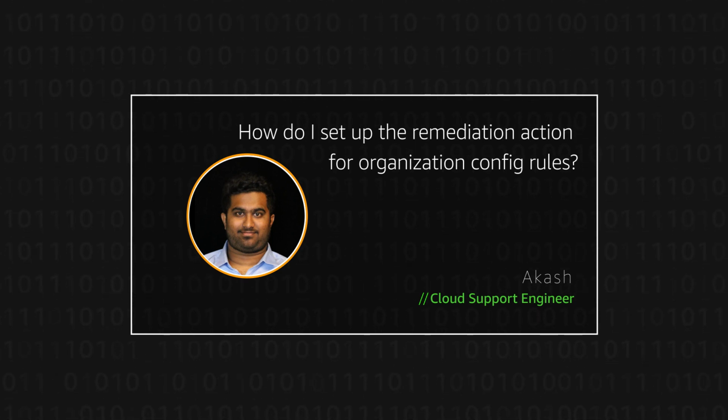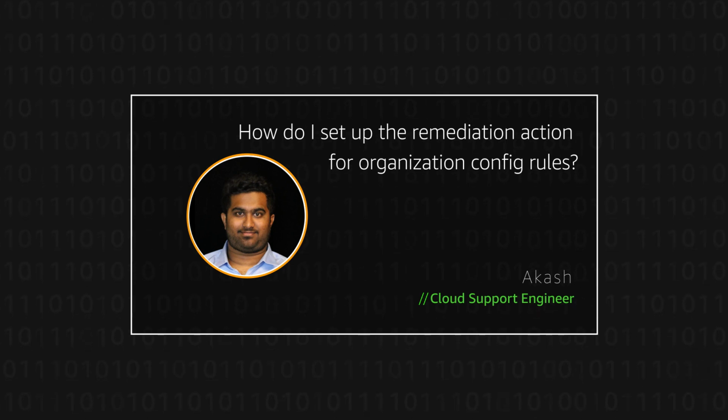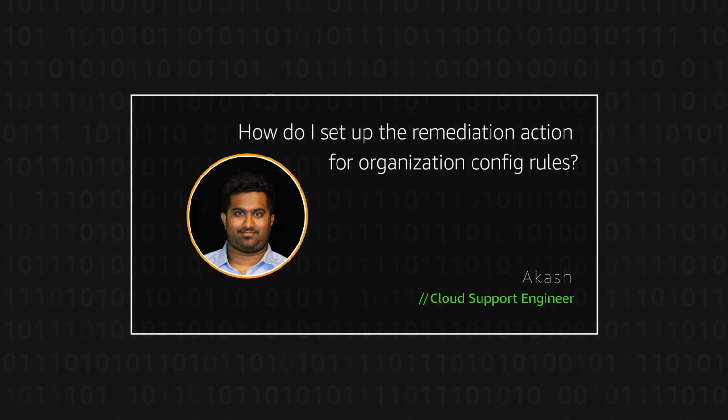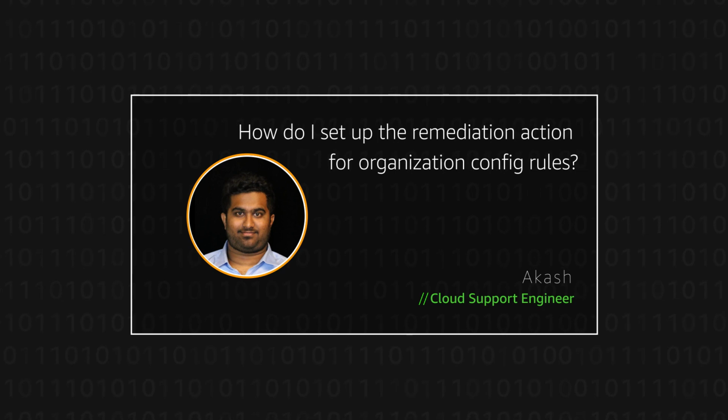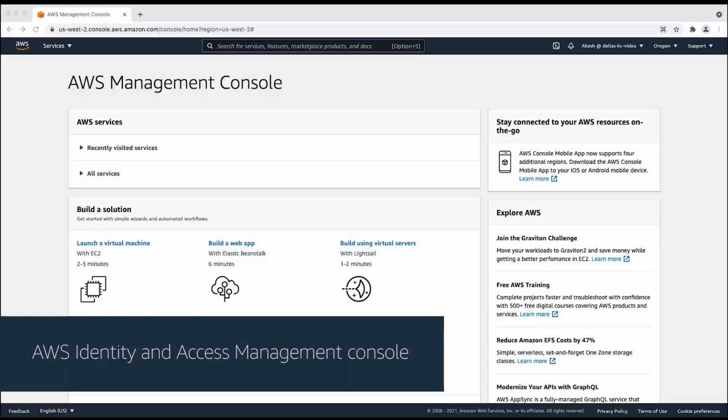Today, I'm going to show you how to set up remediation action using an SSM document for an organization config rule. Let's get started. Let's say you're deploying an organization config rule with AWS EC2 instance as the resource type. To set up remediation action for this rule using AWS Terminate EC2 Instance SSM document, you must first create a role. You can do this from the AWS Identity and Access Management console.